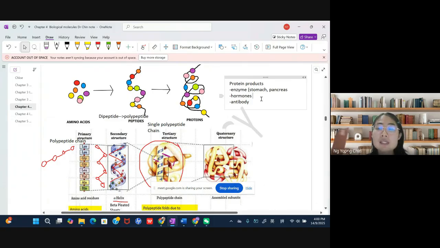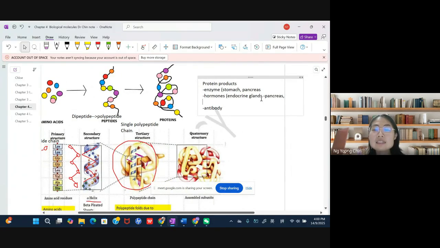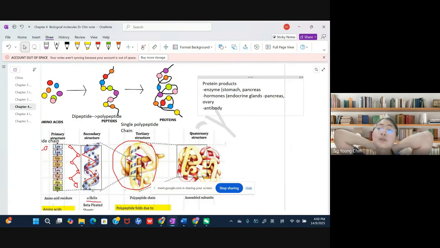Then how about hormones? You will learn later that the organs which produce hormones are known as the endocrine glands. The pancreas is one of the endocrine glands. Other glands, for example in the male, will be the testis, and in the female like us will be the ovary. Sorry, not ovum, it's an ovary. The ovary is the organ that helps produce hormones.